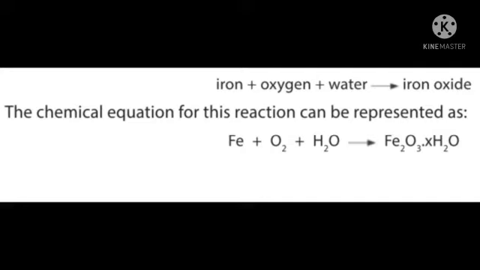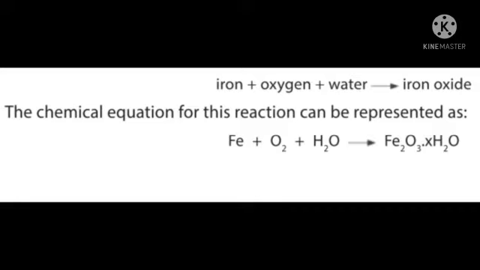The chemical equation for this reaction can be represented as: iron means Fe, the symbol is Fe. Oxygen O2, water H2O. So the reactant side will be Fe plus O2 plus H2O gives iron oxide. What's the formula?